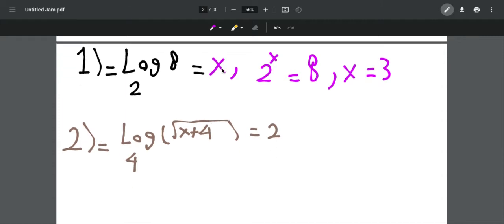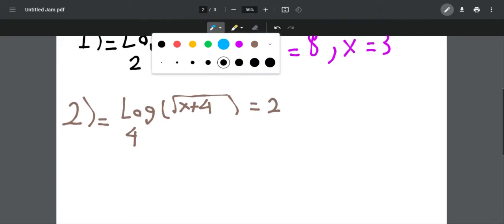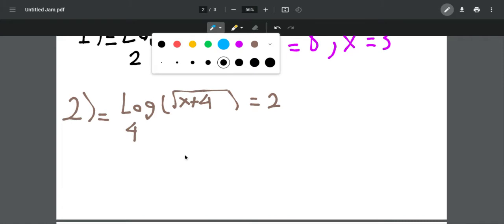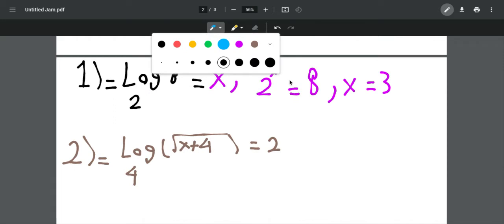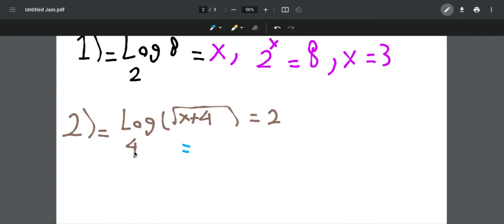The next question is a little more complex because we should solve for x, which is inside the log. So again, we use change into the exponential form. We have log base 4 of the square root of x plus 4 is equal to 2. We want to solve for x. So again, we use our skills for changing it to exponential form.